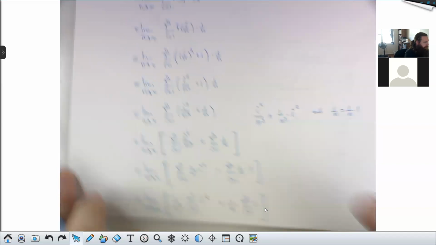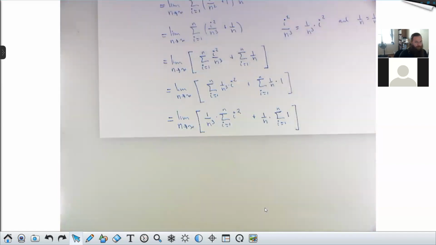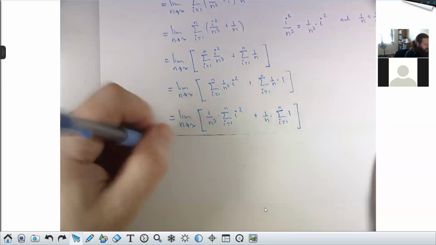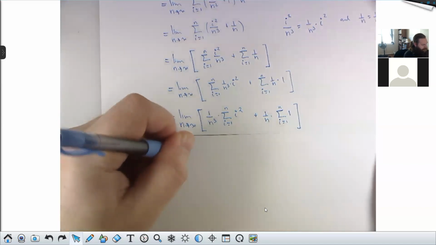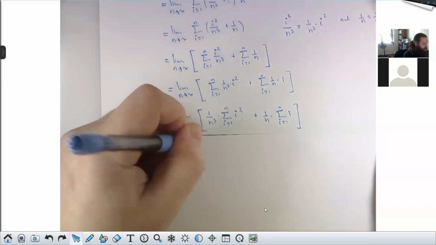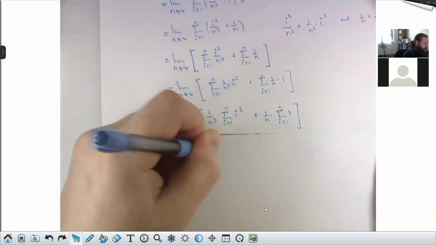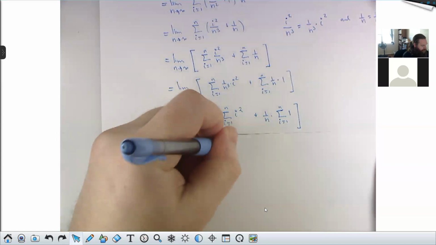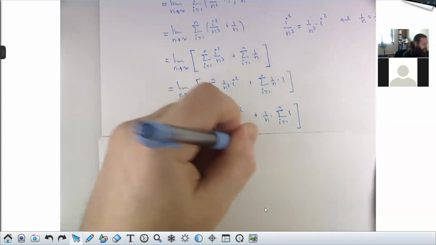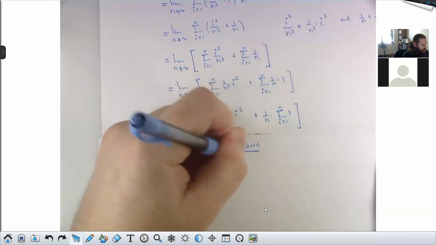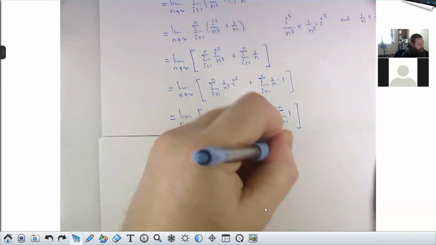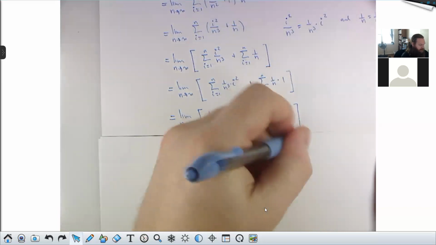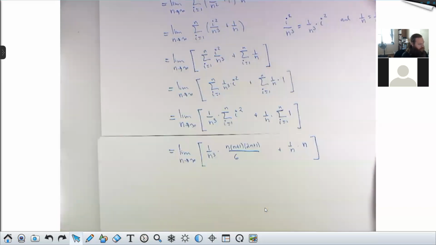Okay. So we've reached the good spot. This is now the limit as n goes to infinity of, bracket, 1 over n cubed times the sum of the first n squares, which is n times n plus 1 times 2n plus 1 over 6, plus 1 over n times the sum of 1 from 1 to n, which is just n. This is where I use my summation formulas.